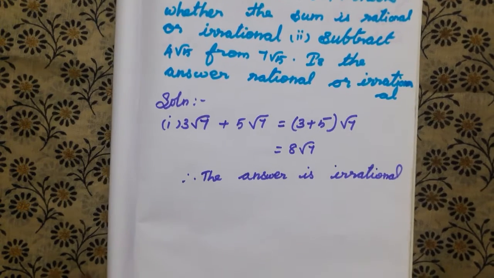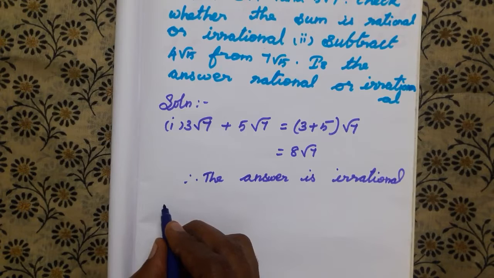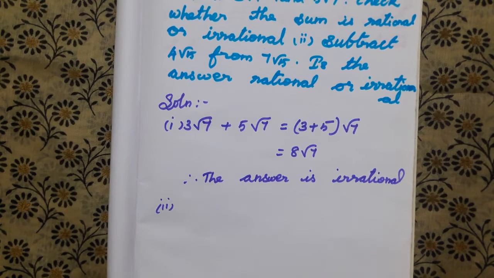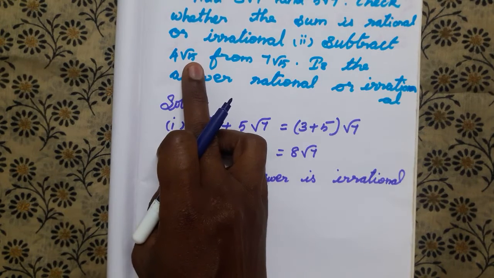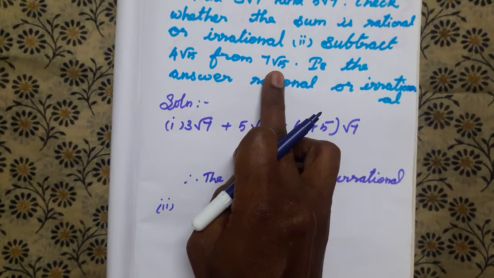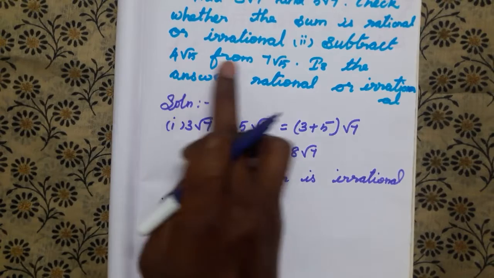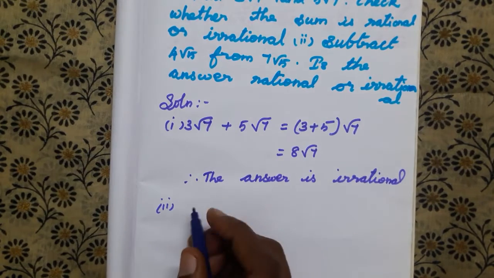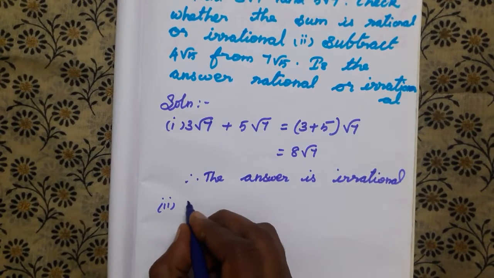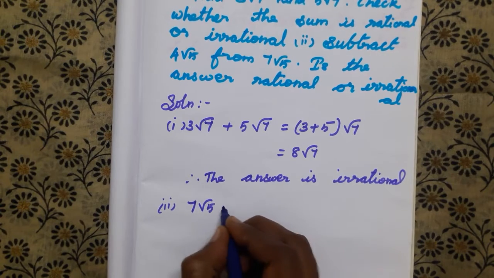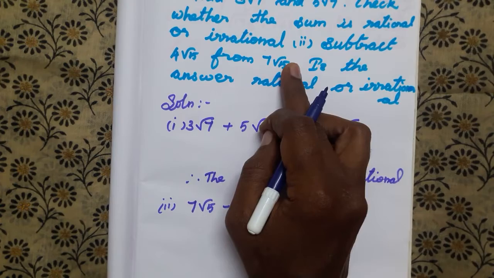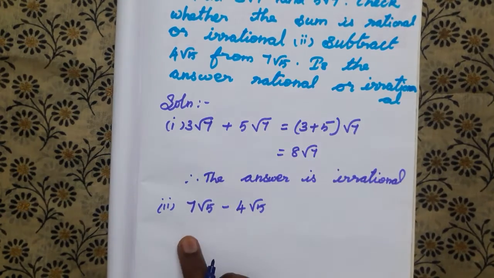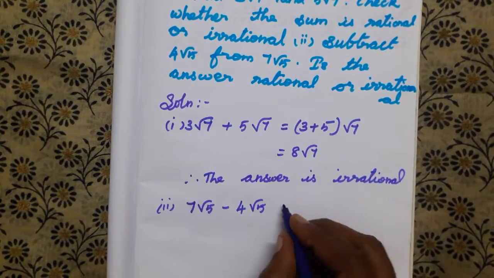Then the second part, second question. Subtract 4 root 5 from 7 root 5. It's equal to 7 root 5 minus 4 root 5. From means this number only we have to write first. 7 root 5 minus 4 root 5.